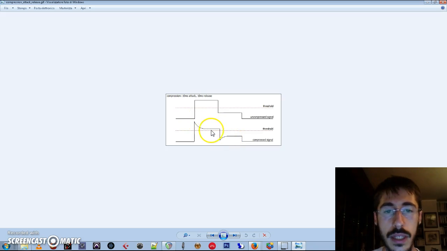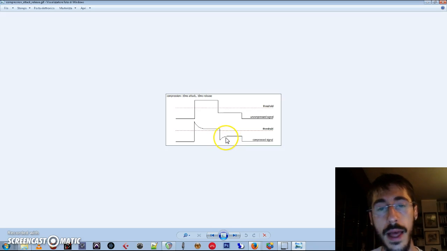And here you can see this is the final ratio of compression, here and here. And this is the slope that is going to occur when the attack is working. And this is the slope that is going to occur when the release is working. And this is it. This is dynamic processing.